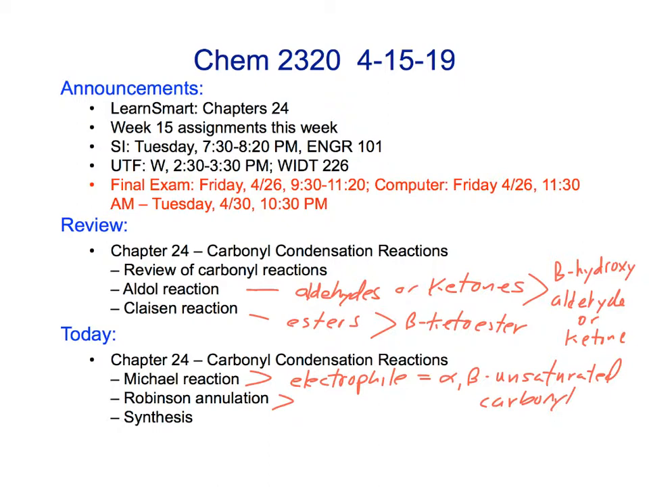It's a ring-forming reaction, which an annulation is, but it combines both the Michael reaction, the addition to an alpha-beta unsaturated carbonyl, and an intramolecular aldol reaction. So it has a lot of different steps in it. We'll take a quick look at both of those. Then we'll probably practice. I tried to come up with a few synthesis examples, and that's what we'll do today.